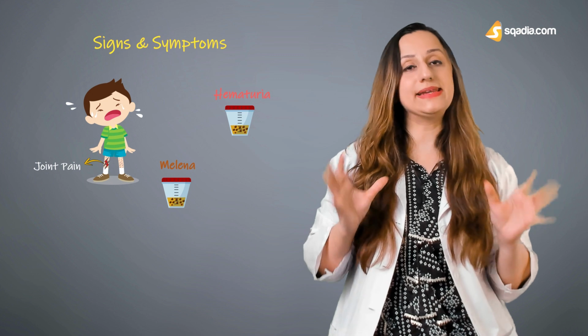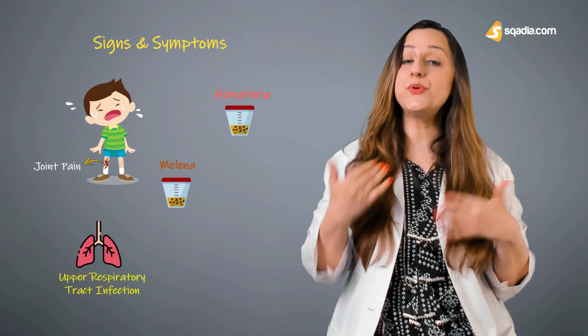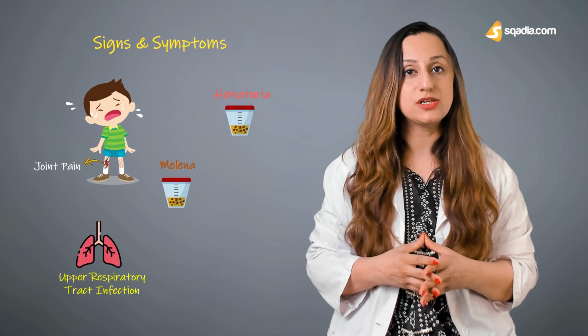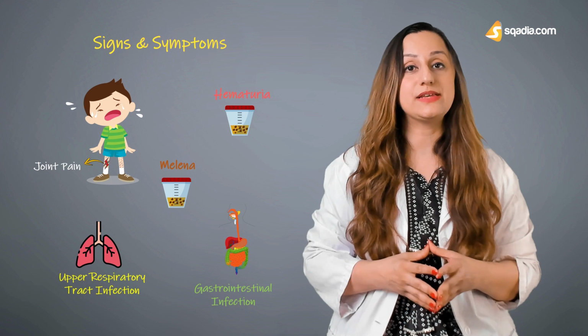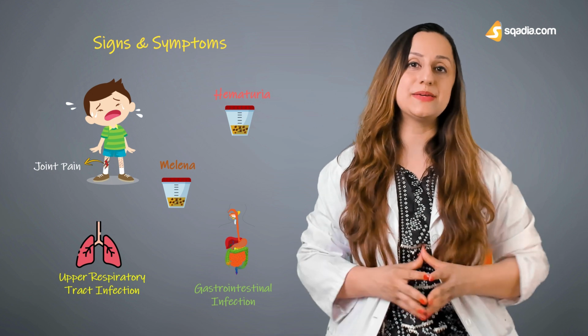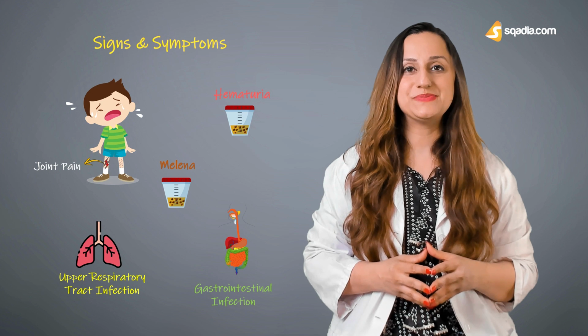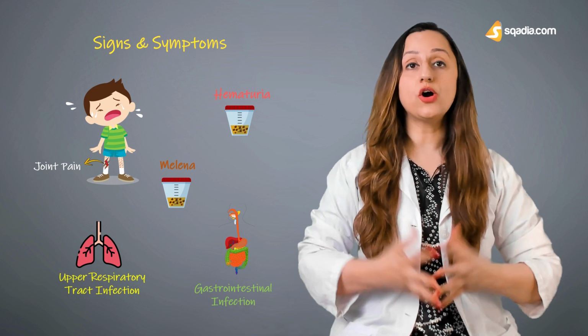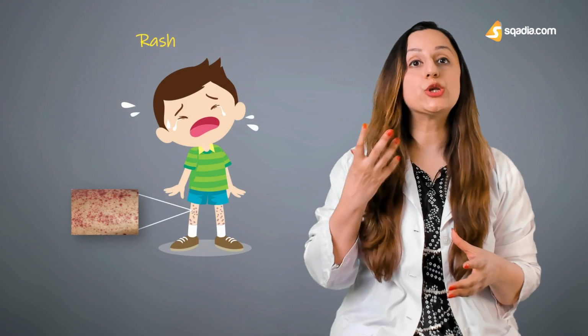The overall clinical picture would include an upper respiratory tract infection or gastrointestinal infection. I'll be describing all of these signs and symptoms in detail with you. Now let's talk about how the rash would look.